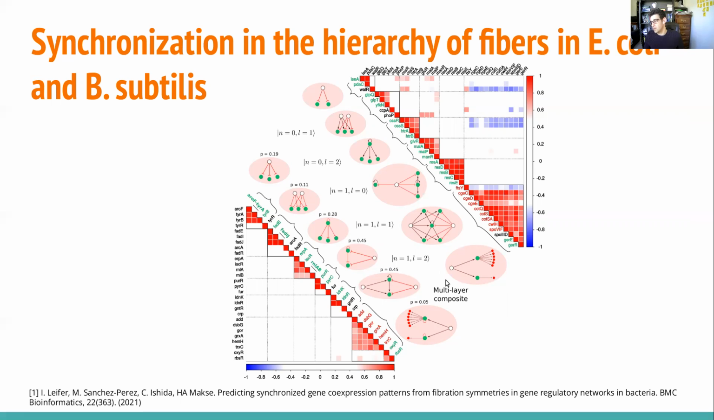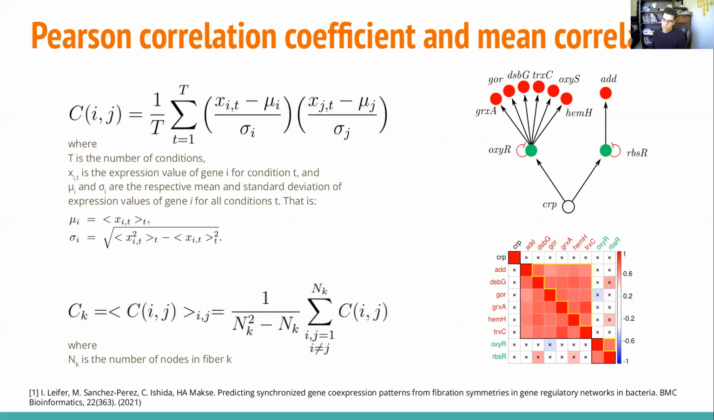So what this shows is that fibration symmetries or fiber building blocks provide very interesting tools for predicting what links are missing. Based on the expression analysis that we see here, we can predict that this one link can likely be present in this network. So it helps direct the research of experimentalists. It's another interesting application.